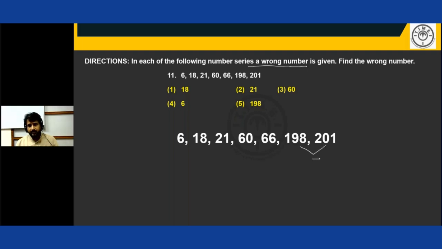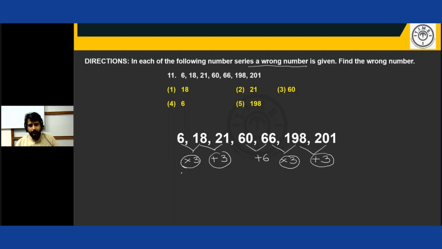198 and 201, it is plus 3. 66 and 198, it is exactly 3 times. 60 and 66, plus 6, and 60 to 198 is not an exact multiple. But 6 and 18, exactly 3 times. 6 times 3 is 18. 18 and 21, plus 3. Now observe the pattern: into 3, plus 3, into 3, plus 3. And you know there will be one wrong number in the series. By correcting that, it will follow a proper pattern.